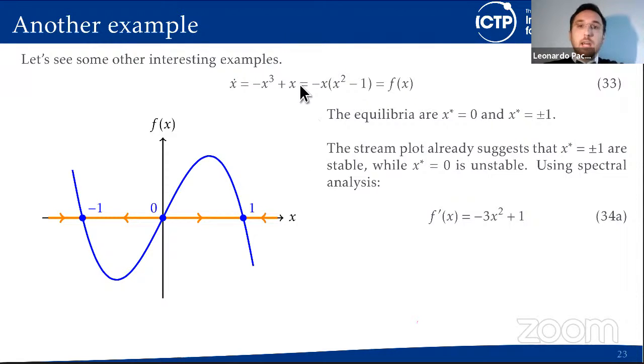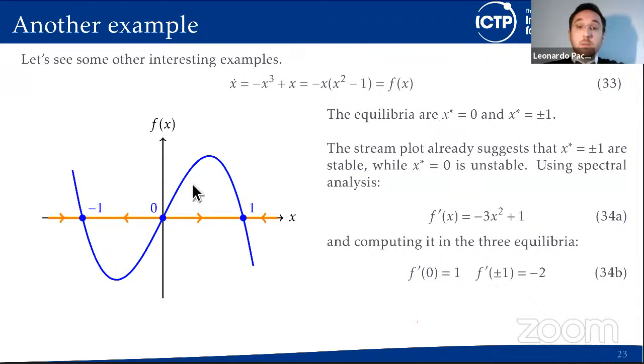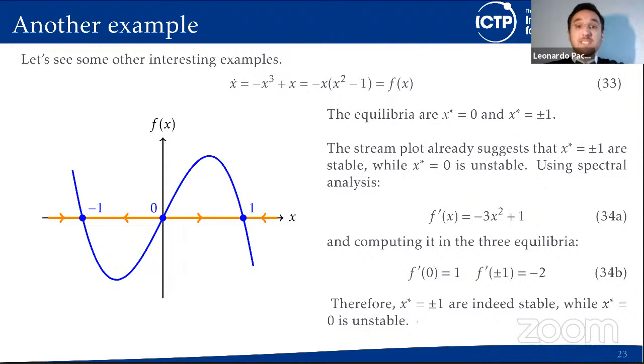Now let's see what we can say with spectral analysis. So here we have a cubic function, so we just have to derive this function and compute it in these 3 points. So you see that in 0, the derivative is positive, and in plus minus 1, the derivative is negative. So in this case, we have 1 unstable equilibrium and 2 asymptotically stable equilibria. This is the simplest case in which a system can exhibit bistability. Now, we have seen an example of bistability yesterday with the lecture of Professor Staver, but in general, we say that a system is bistable or even multistable if it has 2 or more alternative stable states.